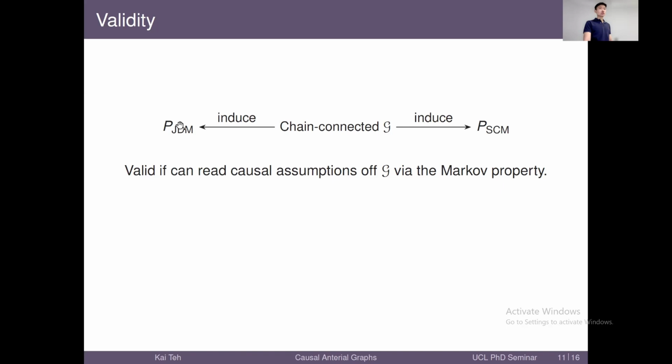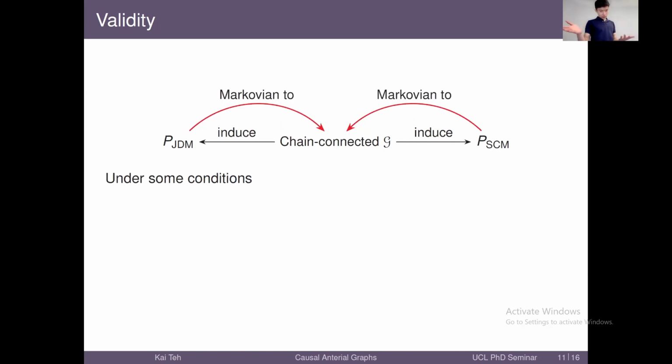So this here represents a causal model. If we can read off causal assumptions from this causal model using our graph, then we have what we had before, you know, the whole fancy graphical operation kind of stuff. We can do that, right? But to do that, we need to show that it's valid. Okay. So of course it's valid. We show the Markov property of the induced distributions to the chain-connected graph.